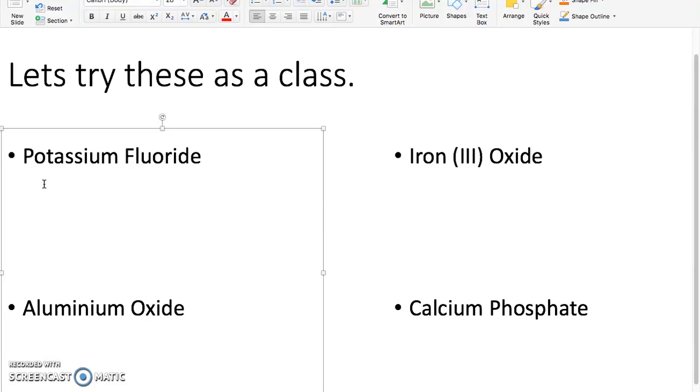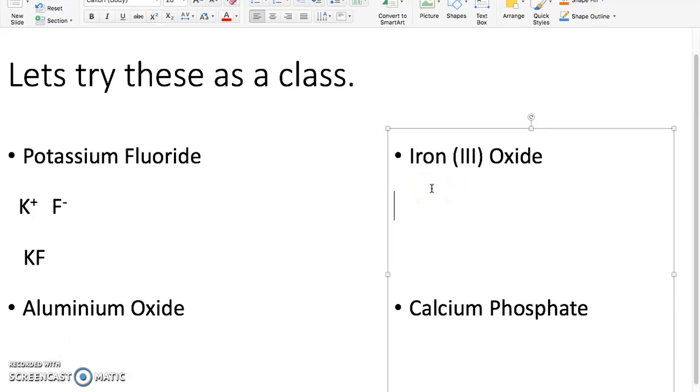So potassium has a K+ ion, and it has a fluoride ion. Fluoride is a -1 ion. These are in a 1-to-1 ratio of charges, and therefore it is KF for the ionic formula. The next example we're going to do is iron(III) oxide. Iron(III) has a +3 charge. That's indicated by the 3 in the brackets.